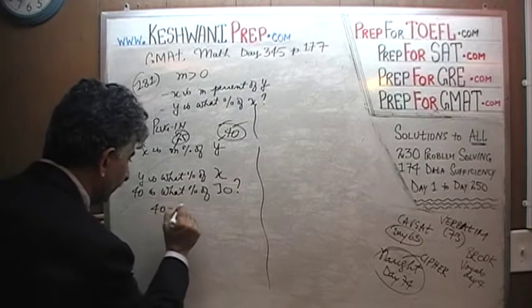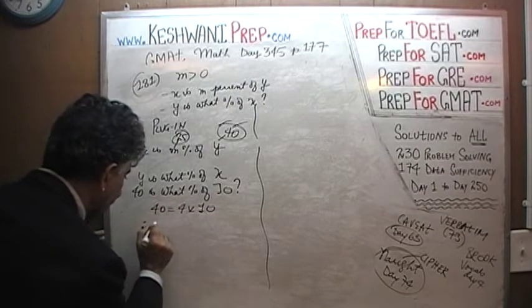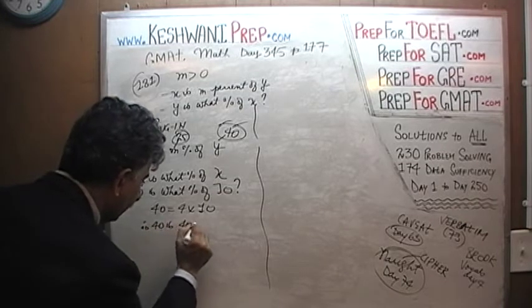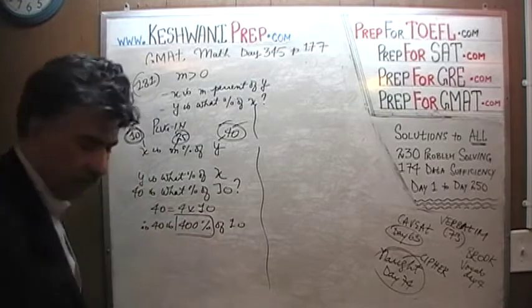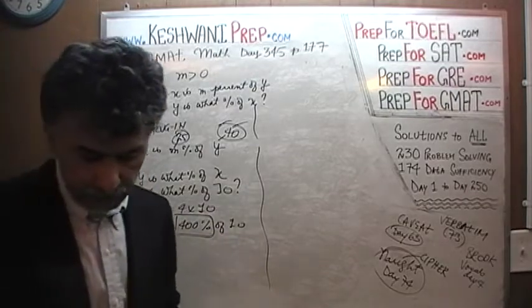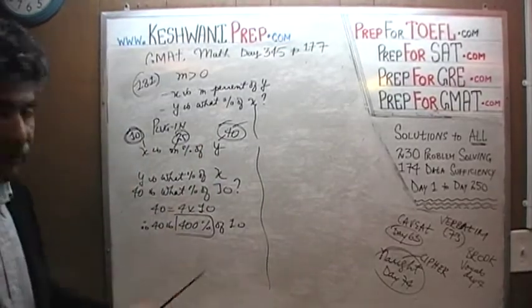40, of course, is 4 times 10. And therefore, 40 is 400% of 10. There you go, there is our answer. 400 is our answer. 40 is 400% of 10.